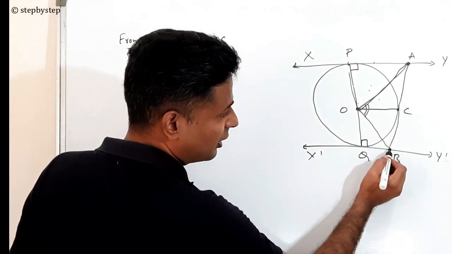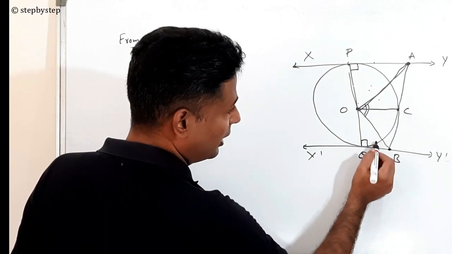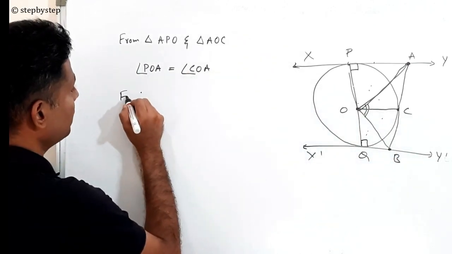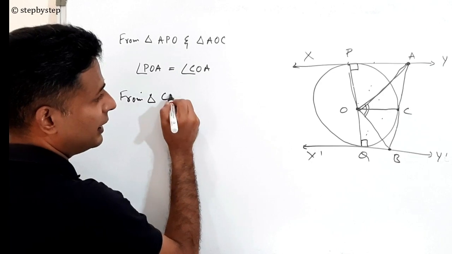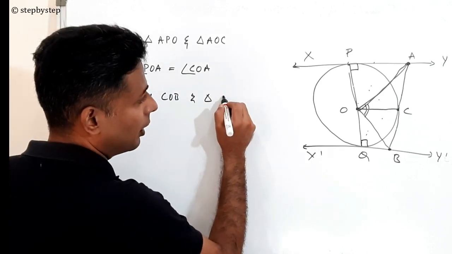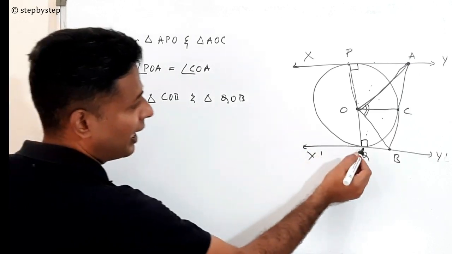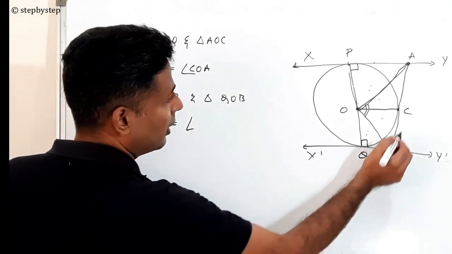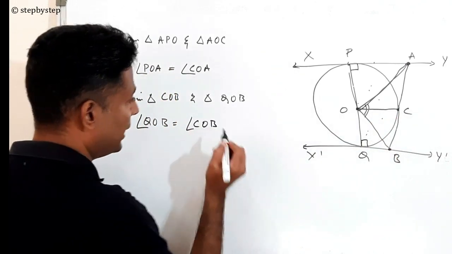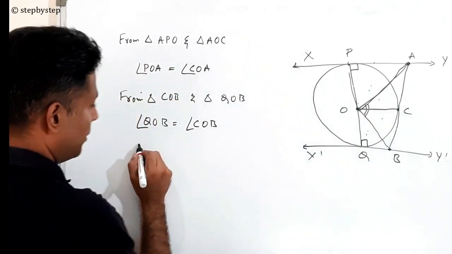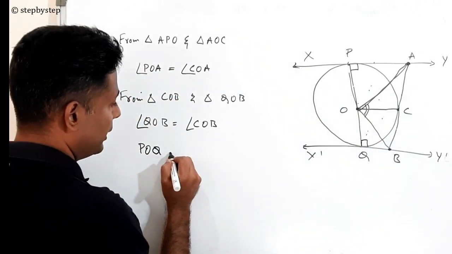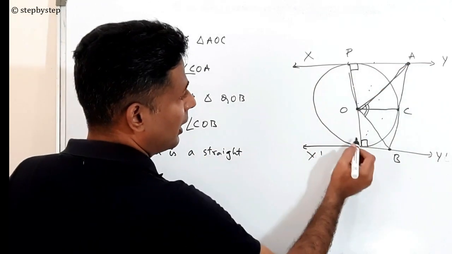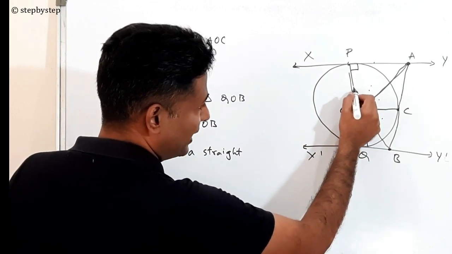Similarly, again, this is an external point. From an external point, two tangents are drawn, which means these two triangles also will be congruent. So what do we have? From triangle COB and triangle QOB, angle QOB will be equal to angle COB. Now this is a straight line. POQ is a straight line. Why? Because they have said these two are parallel and these are 90 degrees. This will be a straight line.